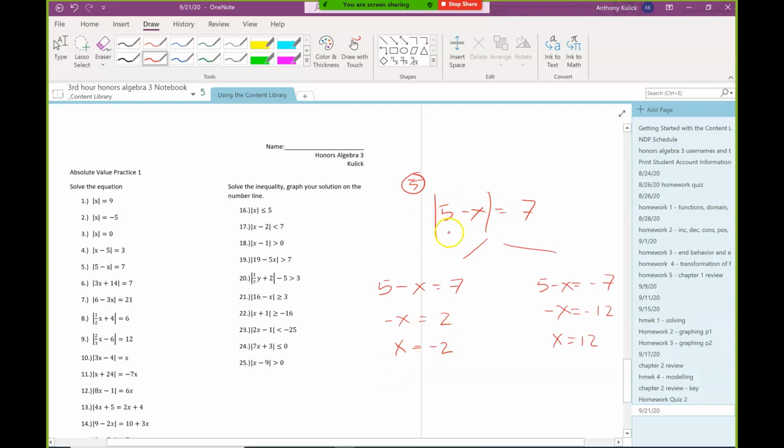So if I plug negative 2 back into this, I'll have 5 plus 2, which is 7. So that should work. If I plug 12 in, I have 5 minus 12, which is negative 7. And the absolute value of that is positive 7. So that one works as well. So I should keep both of these answers. Is that okay? And again, when you guys are on the quiz or the test or whatever, you don't need to write down the checks, but you need to make sure that if you're keeping an answer, you box it, and if you're discarding an answer, you put an X through it or something to cross it out.